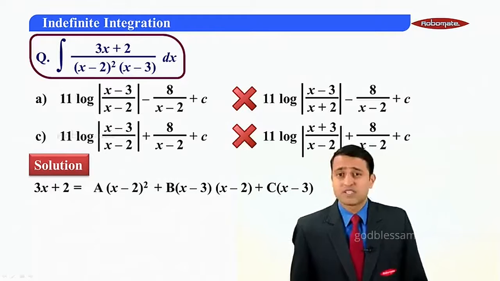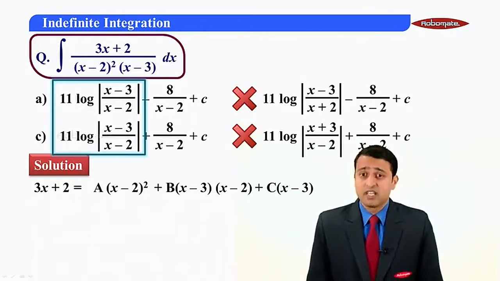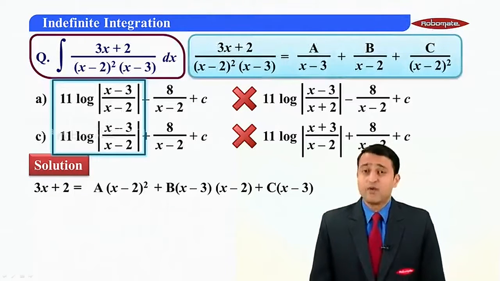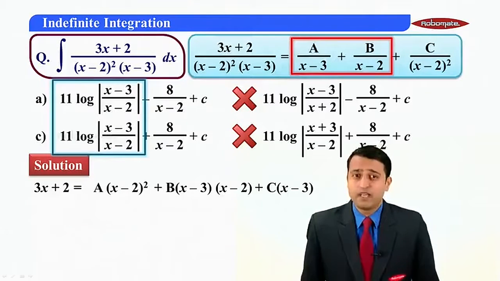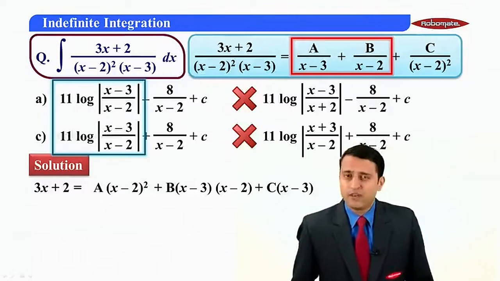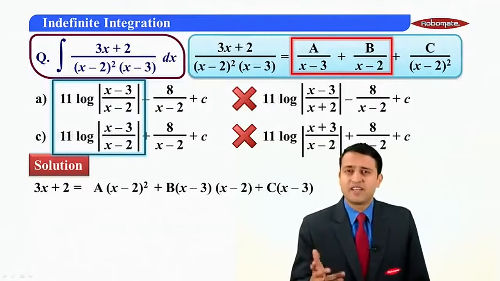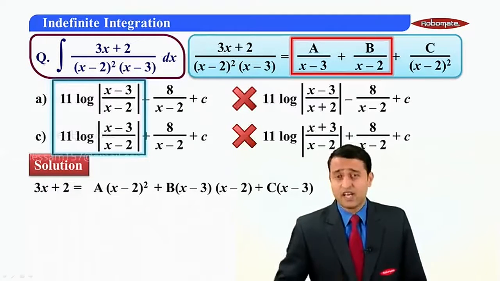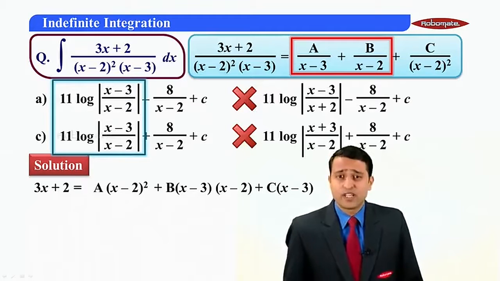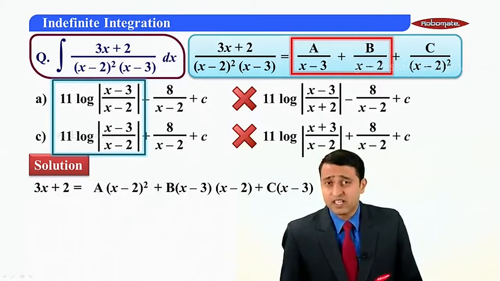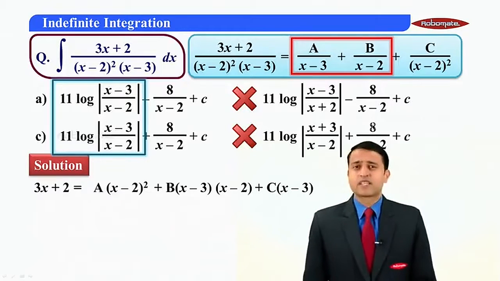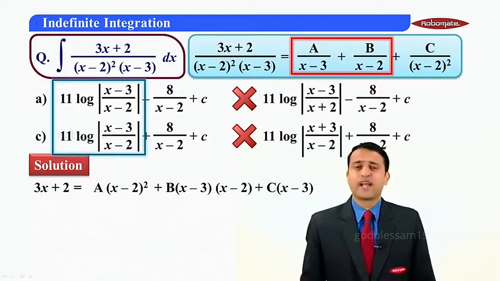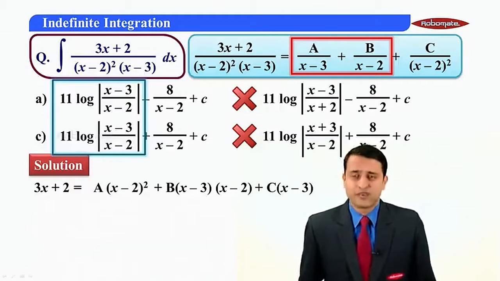If you observe the options A and C which are left with us, the first part of the answer is the same. Now this will be obtained when we find the values of A and B. So it is clear to me the value of A and B both will be 11. One will be plus 11, the other will be minus 11. Is that okay? Now what needs to be decided is whether I'll get a plus 8 or a minus 8 in the final answer, and that will be decided by the factor of x minus 2, which is not in log. So we need to find C. The bottom line is, let's go to find C.